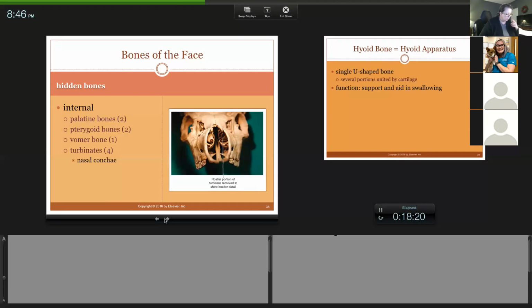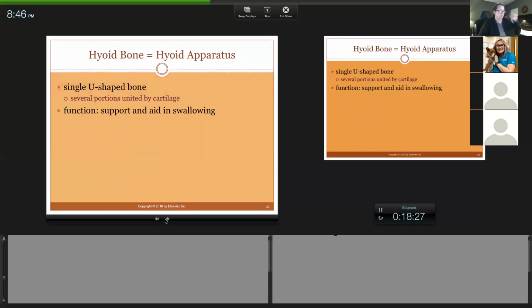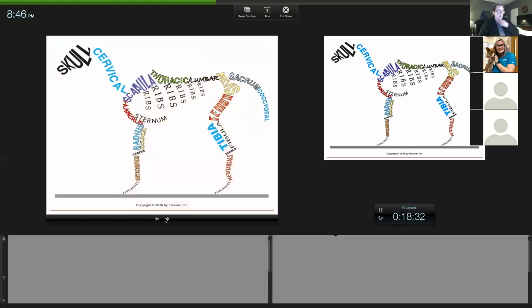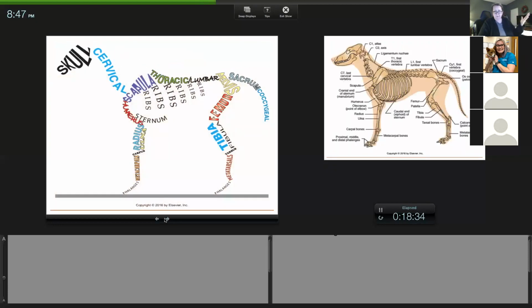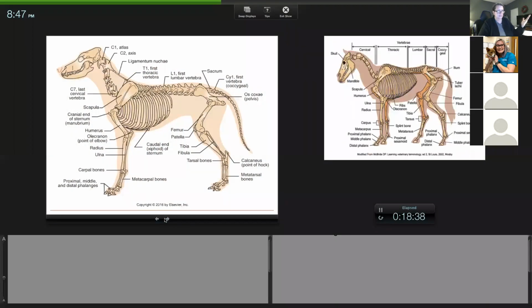The inner bones are the turbinates, or the nasal turbinates. That's the only one from that slide that I talked about. Hyoid is the floating bone, but this picture might be good to study. This is what I would expect to see.